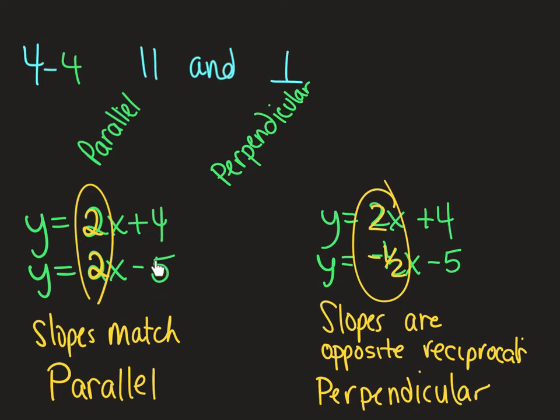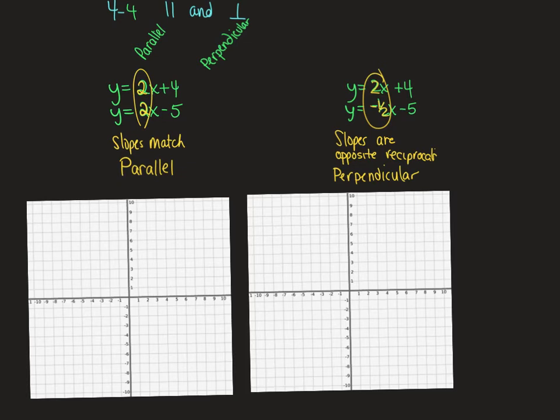In fact, it can't really match because it'd be the same line. So the back numbers don't have to match at all. We don't care about that. All we're focused in on are the slopes. Are the slopes the same? Parallel. Are the slopes opposite reciprocals? Perpendicular. Let's graph each of these and prove that they're parallel and perpendicular.